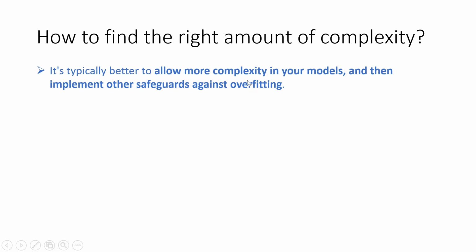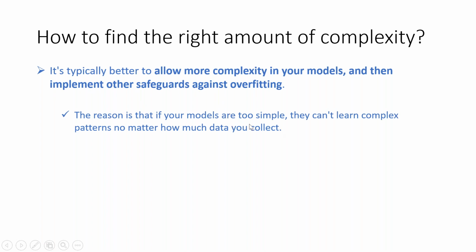It is typically better to allow more complexity in your models intentionally, and then implement other safeguards against overfitting. The reason is that if your models are too simple, they cannot learn complex patterns no matter how much data you collect. So they are useless if they are too simple. That's why we don't start from the side of simple and slowly make it complex. That is not the right approach. Make it complex, come backwards, and achieve an optimum point. That is the better approach to build practical machine learning.